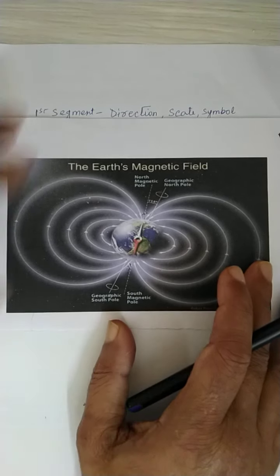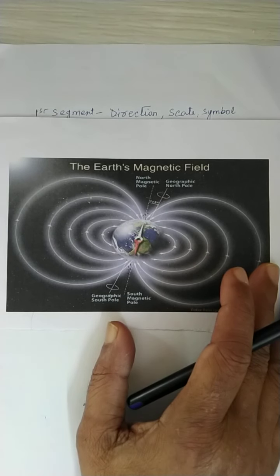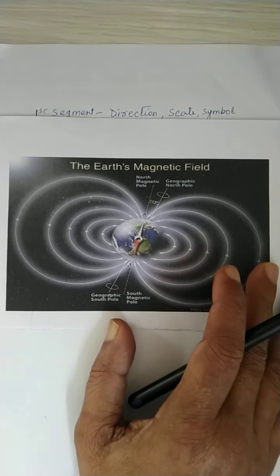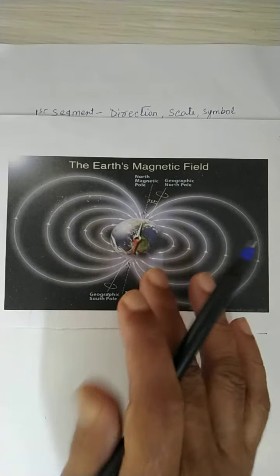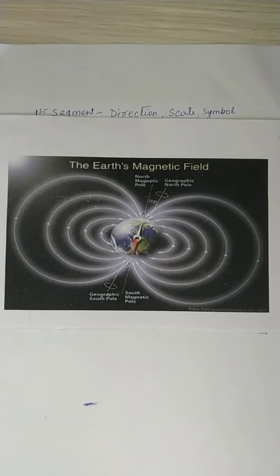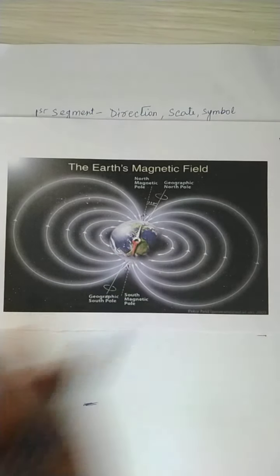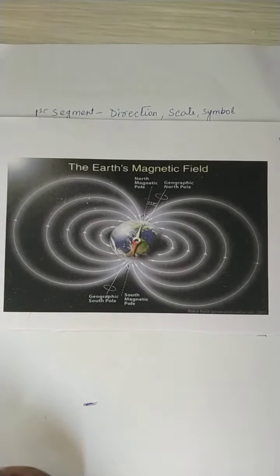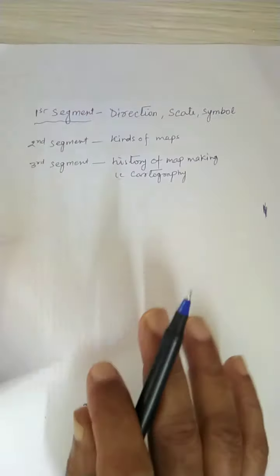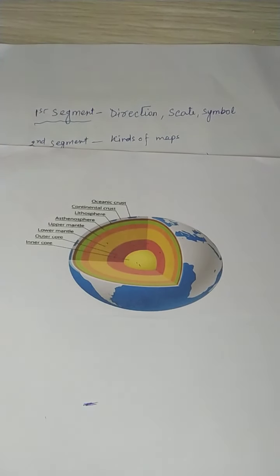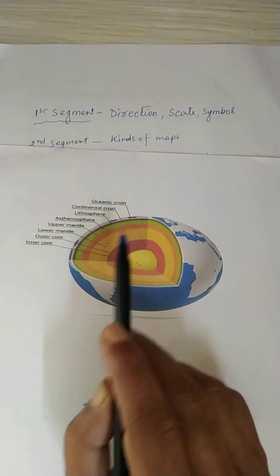Now let us understand what the magnetic field actually is, and how the magnetic field emerges or occurs. This is a very important point. So for that we will have to study the structure of the Earth. First let us understand this.